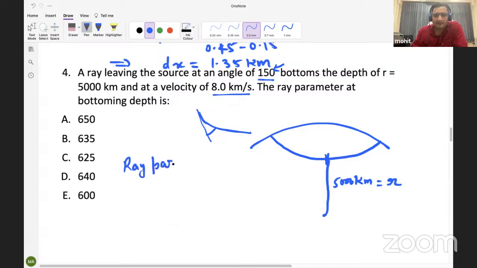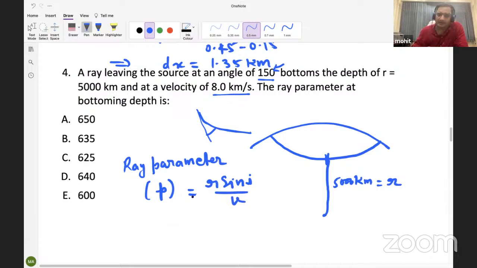So you know that the ray parameter, what is ray parameter? Ray parameter, from the Snell's law, we know that ray parameter along the entire path of the ray remains constant, and it is represented by P, and that is equal to R sine I by V. This is for spherical earth. Okay, so ray parameter P is equal to R sine I by V, and at the bottoming depth, if you look at, the angle is 90 degree, right?